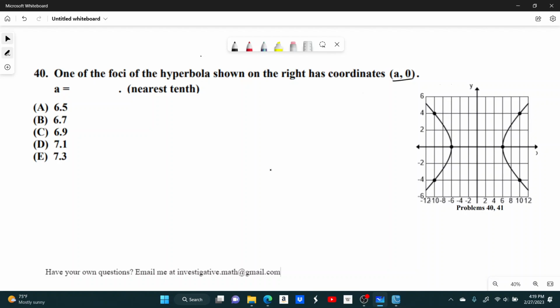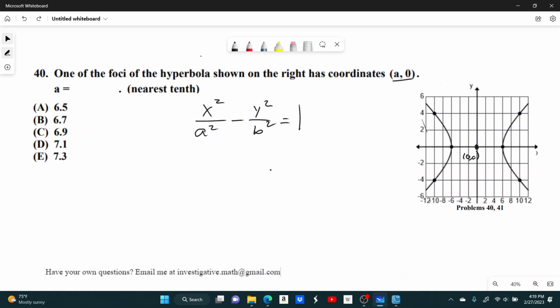So we can see that this is centered at (0, 0), and the arms of the hyperbola point in the x direction. So we know we're going to use the equation x squared over a squared minus y squared over b squared equals 1. If the arms faced the other way, then it would just be flipped. It would be y squared over a squared minus x squared over b squared equals 1.